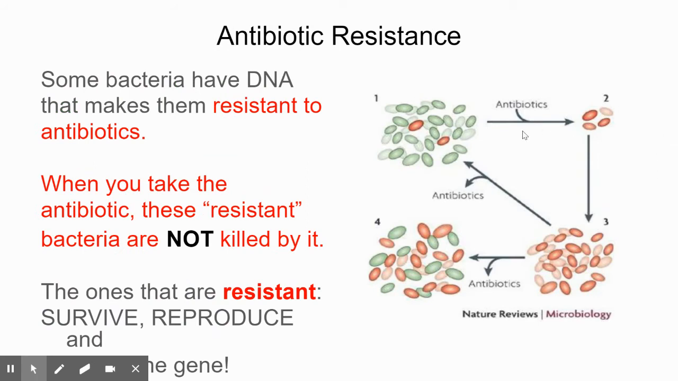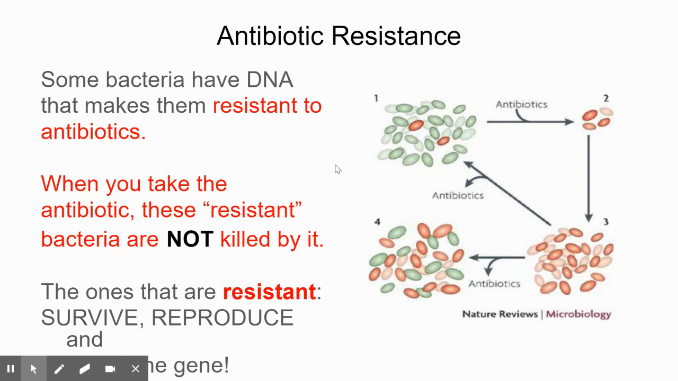So our bacteria cells, I have a picture here. We've got some bacteria that have DNA that makes them resistant to antibiotics. I have color coded the picture. These are color coded red here. The green ones are our normal ones. Once again, antibiotic resistance means that when you take the antibiotic, these bacteria are not killed by the antibiotic. They have some sort of mutation that maybe makes their outer capsule extra thick so the antibiotic doesn't work. So they have some sort of trait that allows them not to be killed.